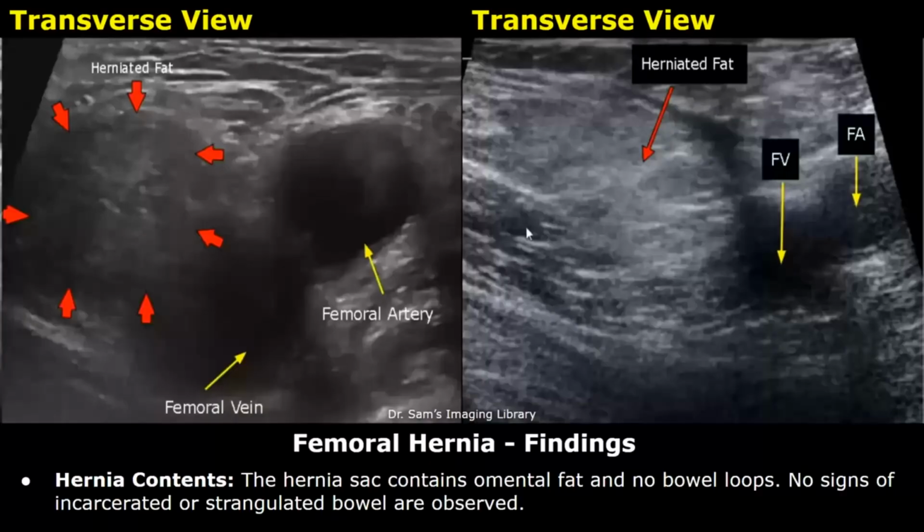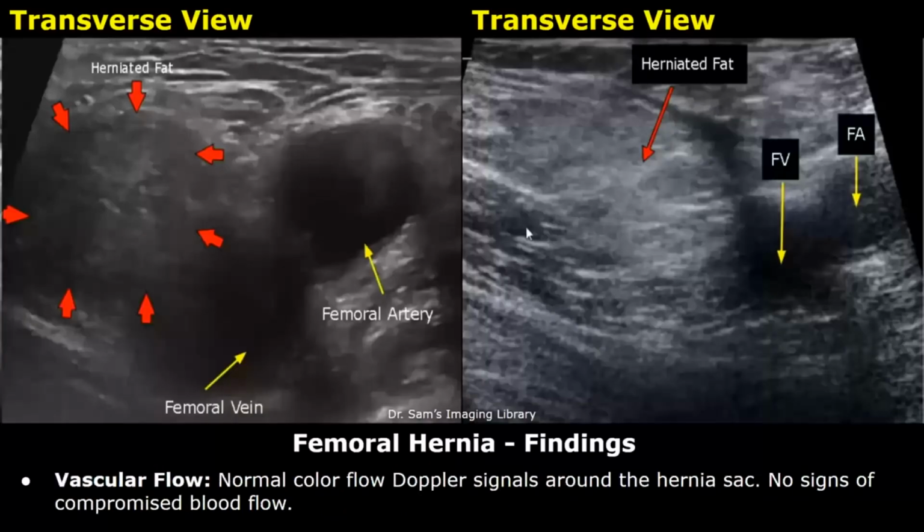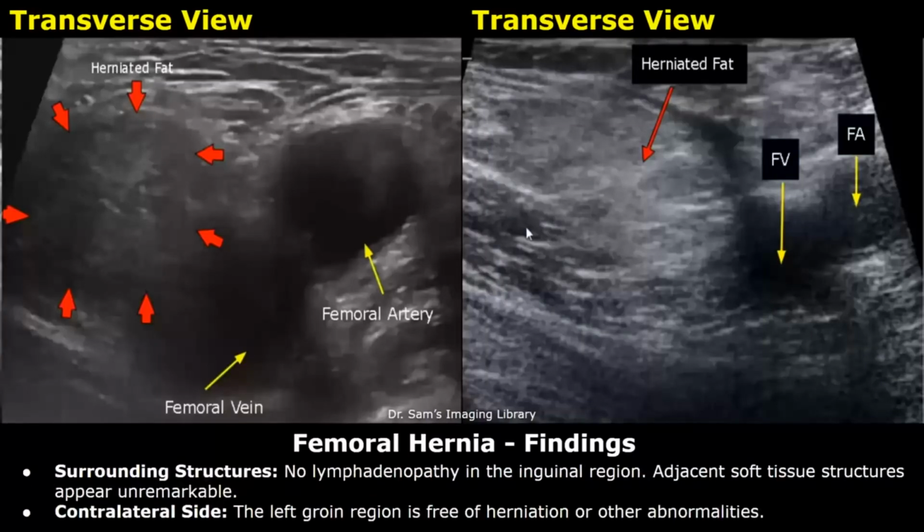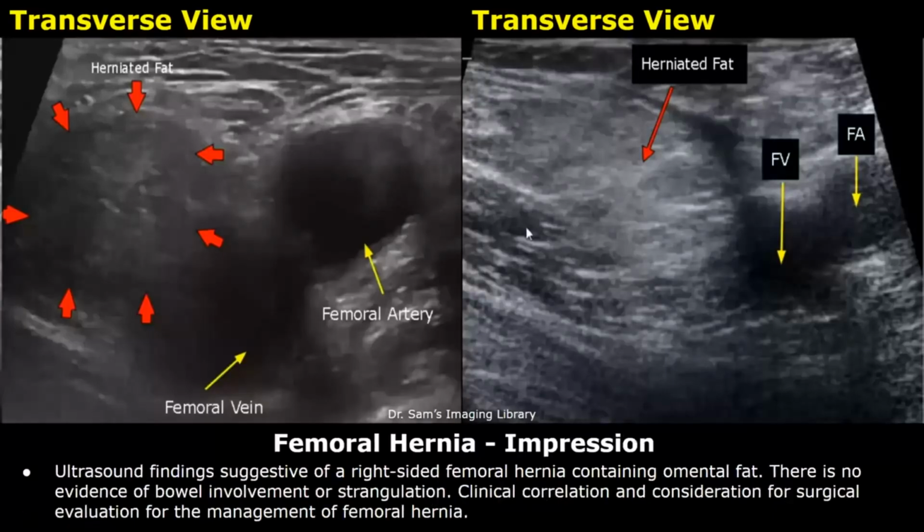The vascular flow is normal. The surrounding structures and contralateral side are unremarkable. This is the impression. Ultrasound findings suggestive of a right-sided femoral hernia containing omental fat. There is no evidence of bowel involvement or strangulation.